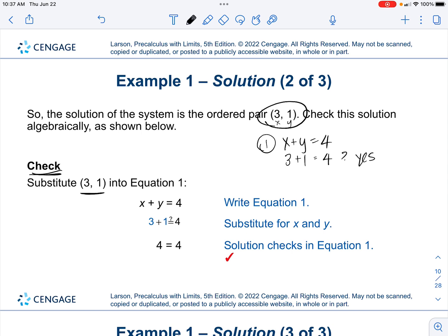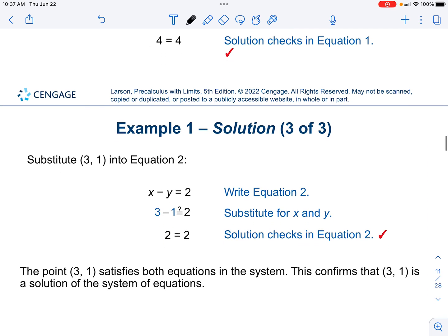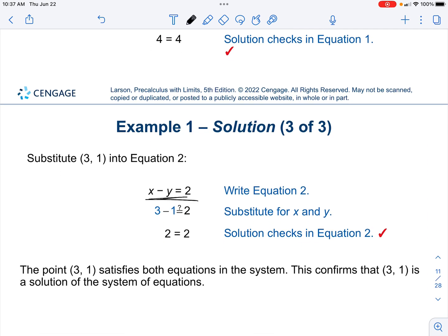The second part of checking is to sub it into equation number 2. So here's equation number 2, x minus y equals 2. So I'll take my x, which was 3, and my y, which was 1, plug them in for x and y, and then is that true? Yes, it is. Well, if you can plug your answer into both equations and they're both yeses, then it for sure works. So it's a way for you to check your work and make sure your solution actually works in both equations.